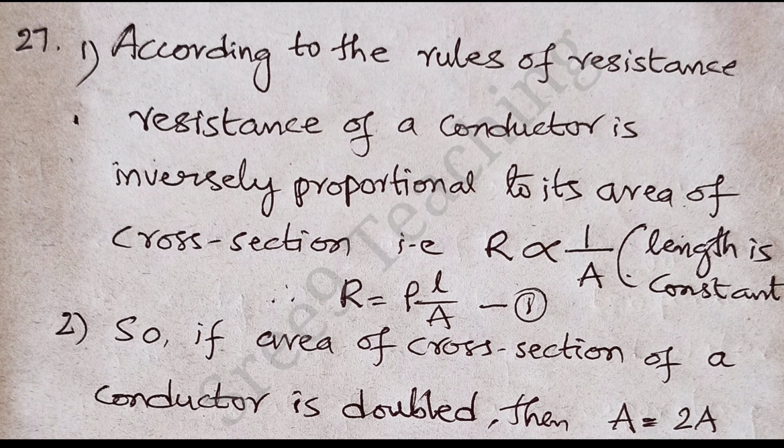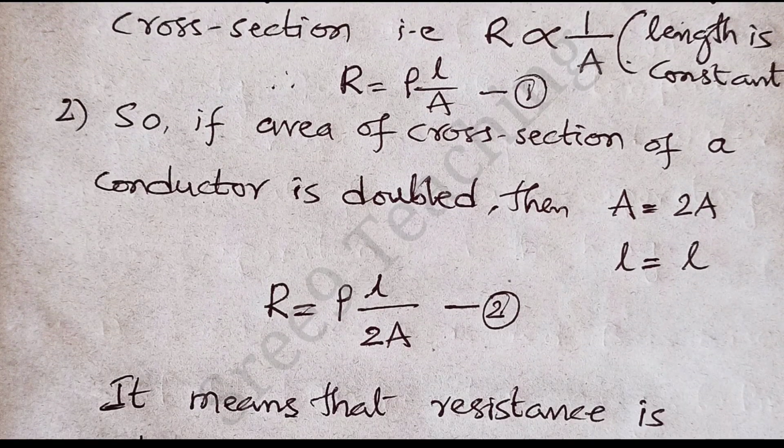So here the formula for resistance is R equals rho L by A. Here rho is nothing but specific resistance. Okay, now this is the rule. Now see, second point: if the area of cross-section of a conductor is doubled, then A becomes 2A. L is equal to L, L does not change.